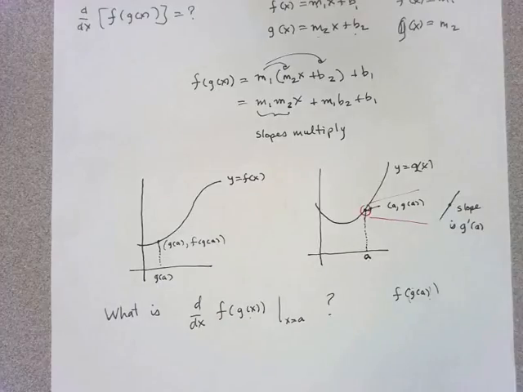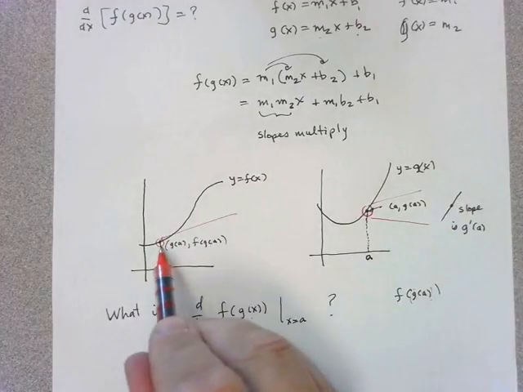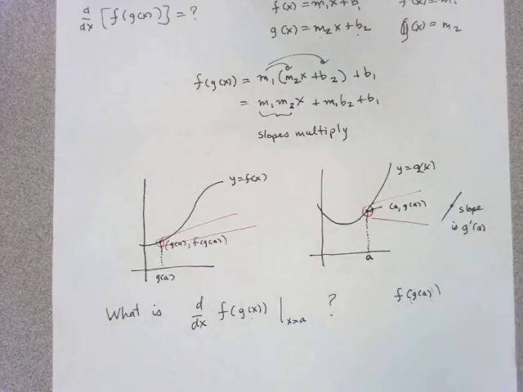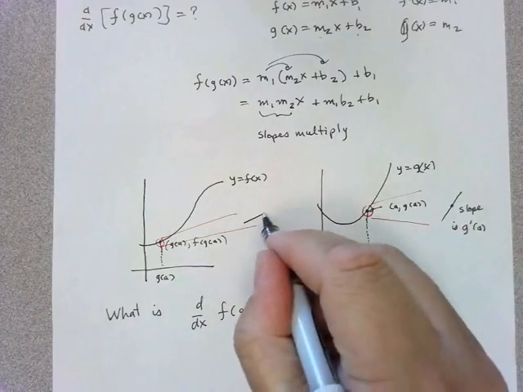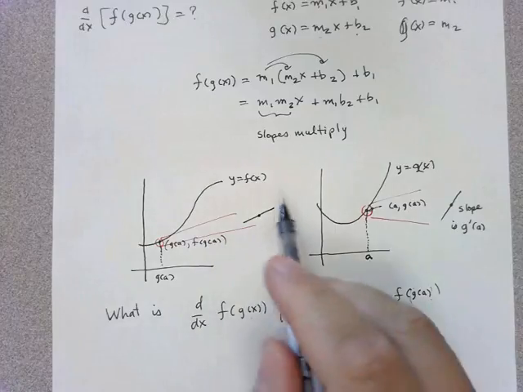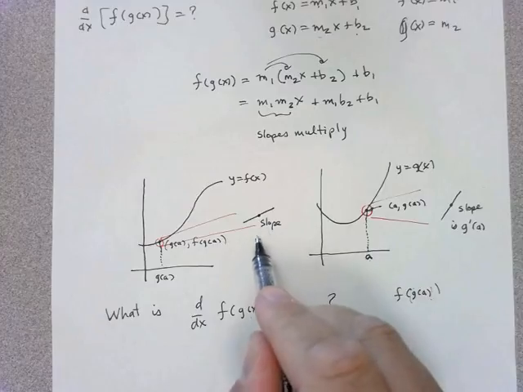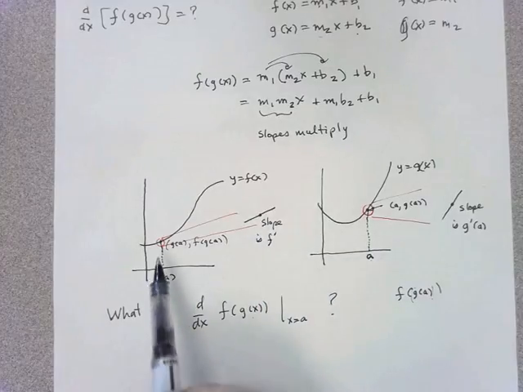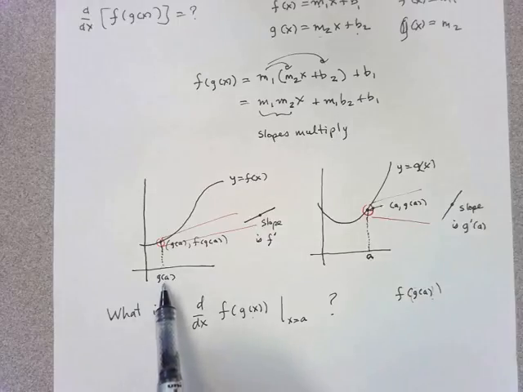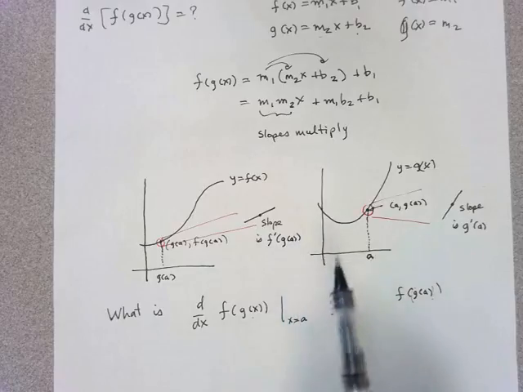And over here, when I zoom in on this function, it also looks like a line, if I look really closely. So I zoom in on it, and it also looks like a line. But here, we know that slope is given by f prime. But here it's not at a that I'm computing the slope. The slope is at g of a. That's a little bit peculiar.